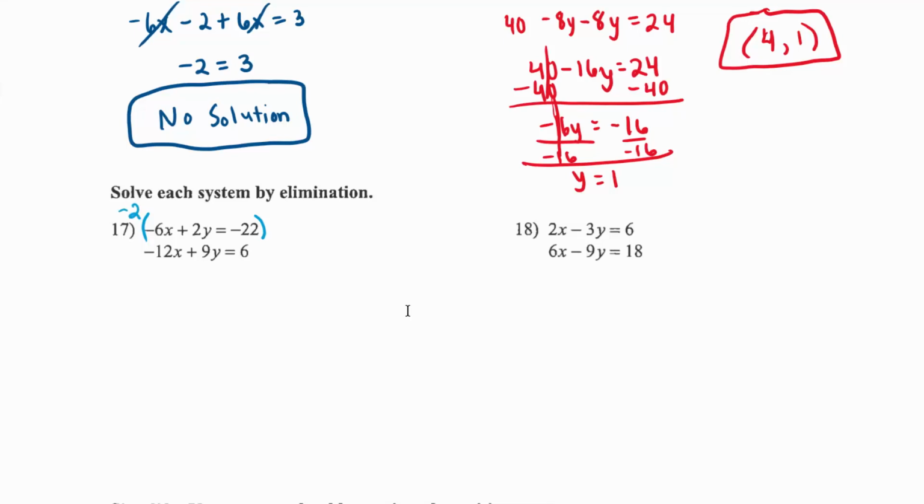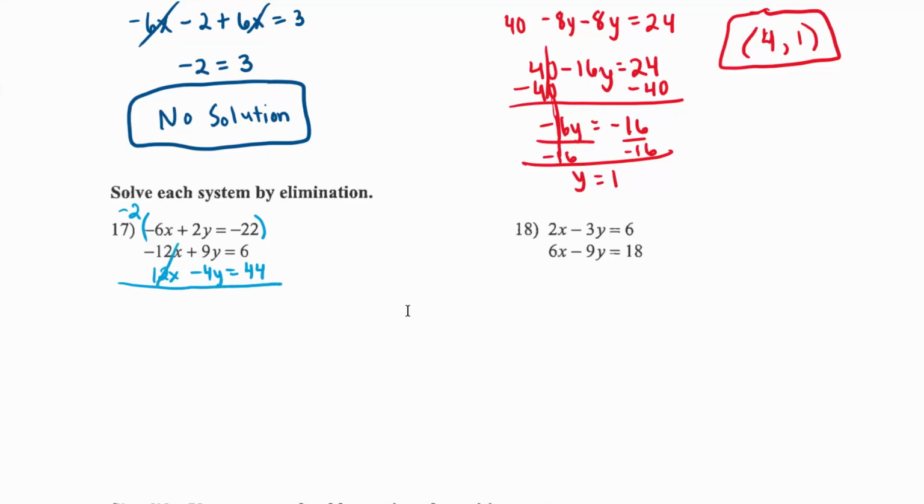That is not the only way to do elimination. There are other numbers we could pick, but at least in this case, we are pretty much stuck multiplying both equations by something, or we have to use this negative 2 that we've got. So I'm going to distribute the negative 2 to this first equation. So that gives me positive 12x minus 4y equals 44.